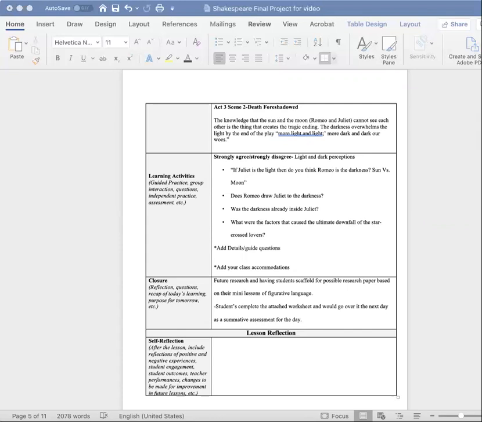Strongly agree, strongly disagree is one of my new favorite ways to do checks for understanding. What that would look like is I take two 8x10 pieces of paper, one would say strongly agree, one would say strongly disagree, and put them on opposite sides of the room. And so you would read off the questions. I've listed some questions here, so you'd read them off and ask students if they strongly agree or strongly disagree with the statement.